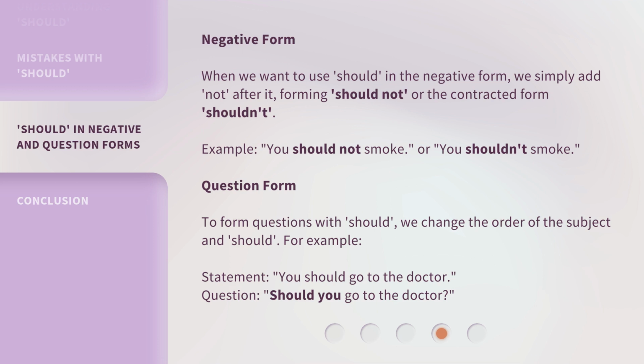Question form. To form questions with should, we change the order of the subject and should. For example, statement: you should go to the doctor. Question: should you go to the doctor?